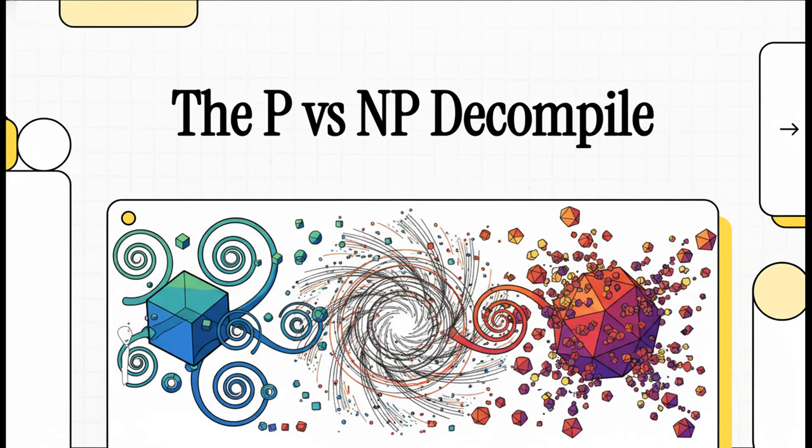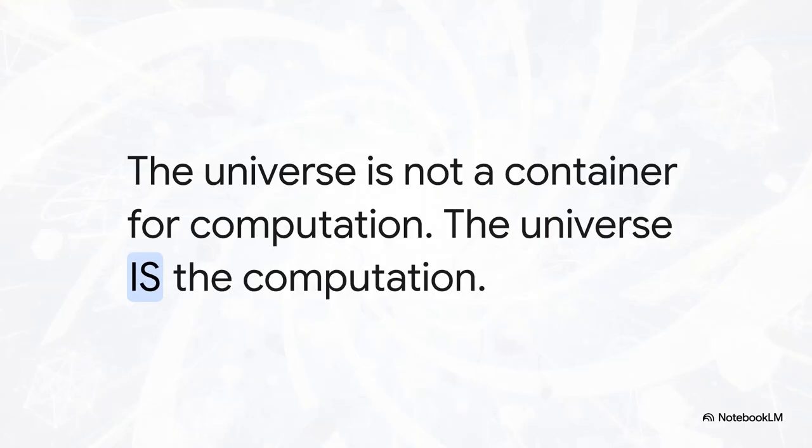All right, let's dive in. Today, we're taking on P versus NP, one of the biggest, most notorious problems in all of computer science. But we're not just going to talk about it. We're going to decompile the whole thing based on the idea that maybe, just maybe, the question itself is the real problem. And to do that, you have to get on board with one massive core idea right from the start.